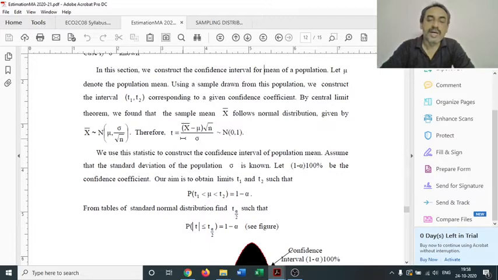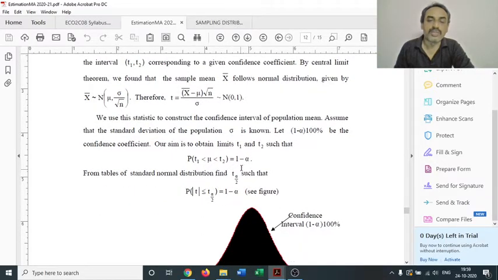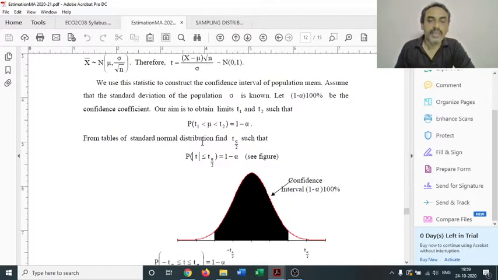Suppose (1 minus alpha) 100% is the confidence coefficient. So here we have to obtain two limits t1 and t2 such that the parameter of the population mu lies within those two limits t1 and t2 with a probability 1 minus alpha. Then this t1 and t2 can be considered as a confidence interval with the confidence coefficient 1 minus alpha. For that, we take probability of t1 less than mu less than t2 equals 1 minus alpha.